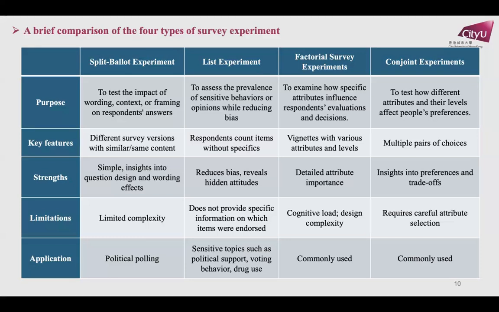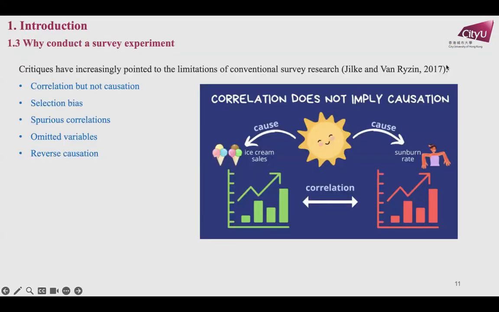And the final one is the conjoint experiment, used to test how different attributes and their levels may affect people's preferences. They usually provide the respondents with multiple pairs of choices, and it can give insights into citizens' preferences and trade-offs based on different attributes. It requires careful attribute selection, and it's also commonly used in peer research. Then why do we need to conduct a survey experiment?